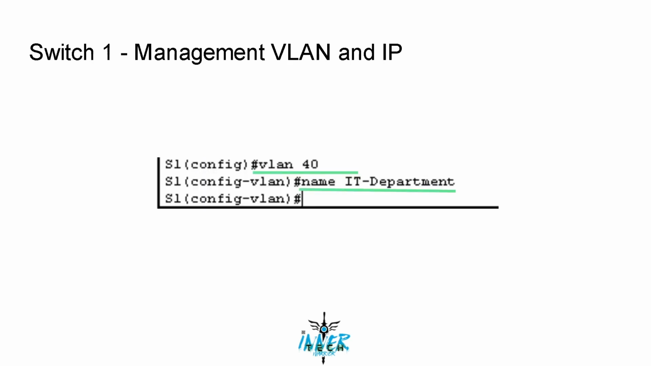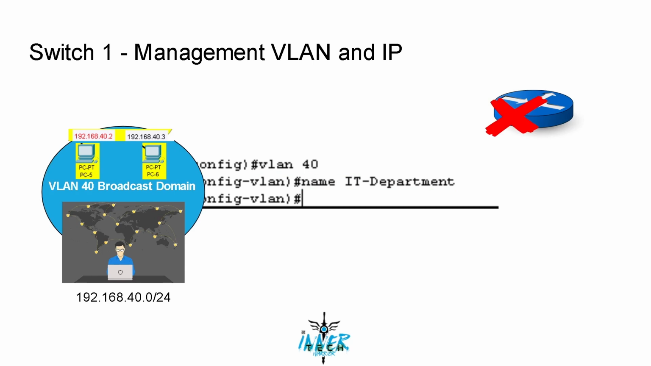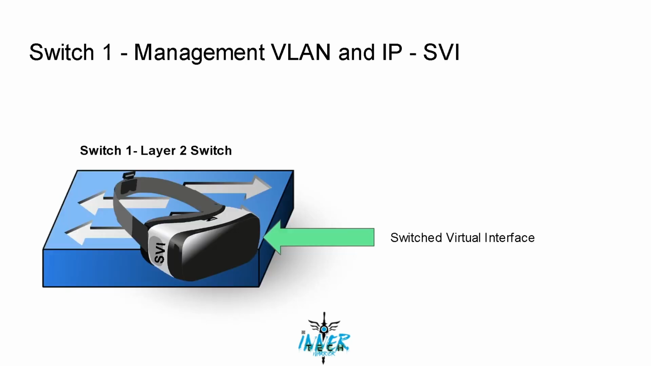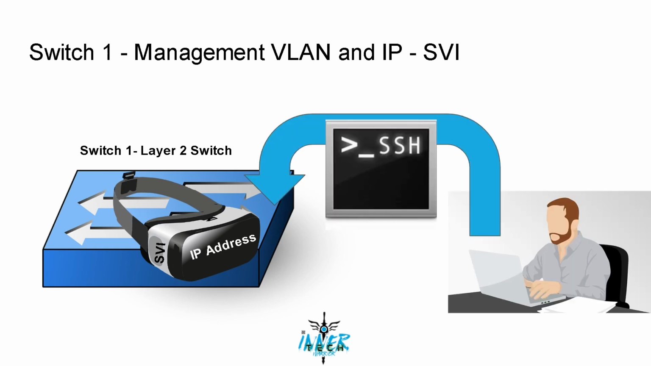So for switch 1, as the IT VLAN is VLAN 40, we need to create and name VLAN 40 to be our management VLAN. Because there's no router, we need our IT VLAN and our management VLAN to share the same IP network and broadcast domain. We're going to use this VLAN as a switch virtual interface, or SVI. A switched virtual interface allows layer 3 IPs to be assigned to a layer 2 data link layer switch. This switch IP helps management SSH into a switch to remotely access and configure it.